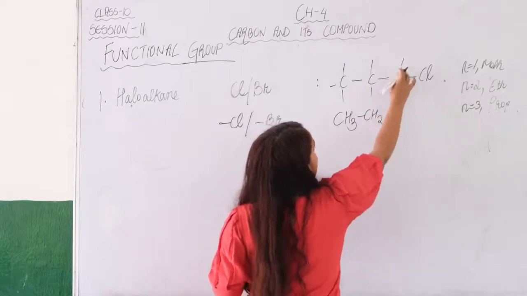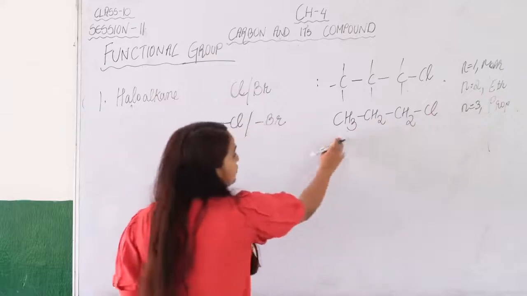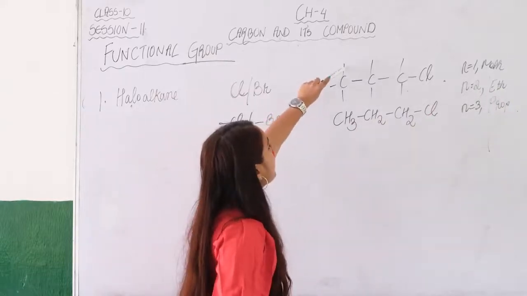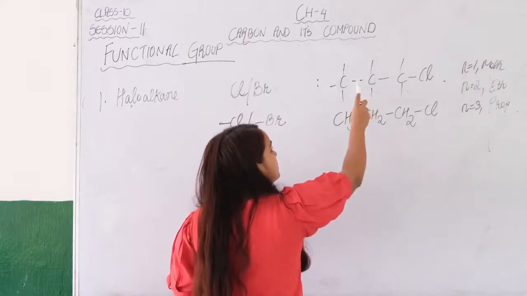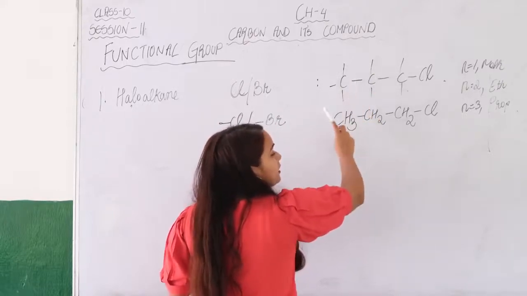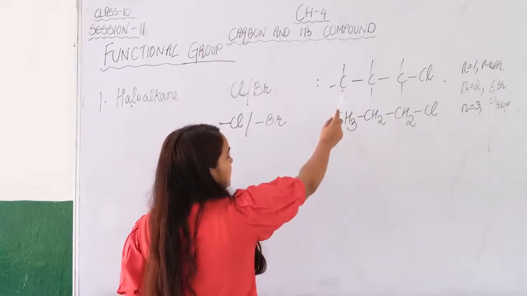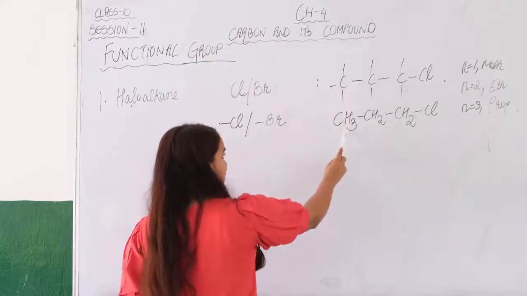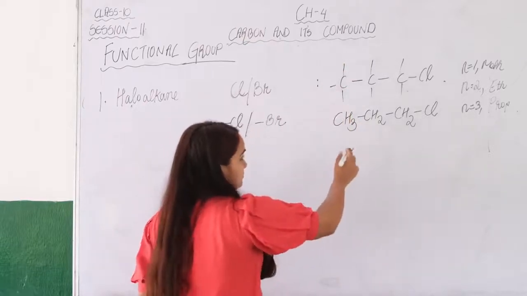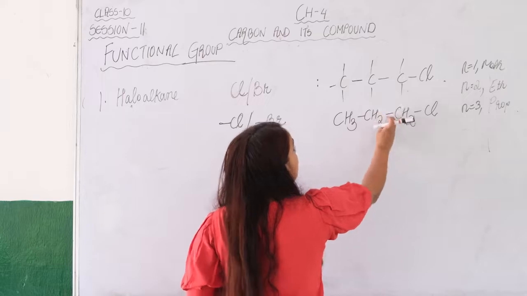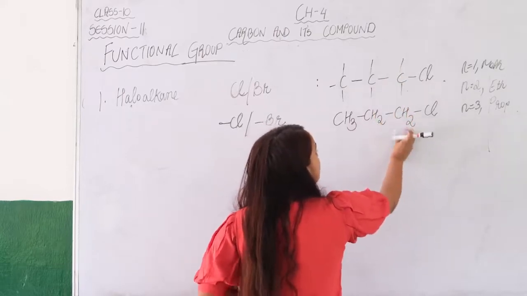CH2, CH2, Cl. Why 3? Because we have 3 bonds. Why 2? Because we have 2 bonds. These bonds which are joining them will not be counted. When we are counting tetravalency, then only we will consider them. But when we are writing, we will write down only the additional bonds. So here the bond comes here, and these two bonds can also be written as CH2.